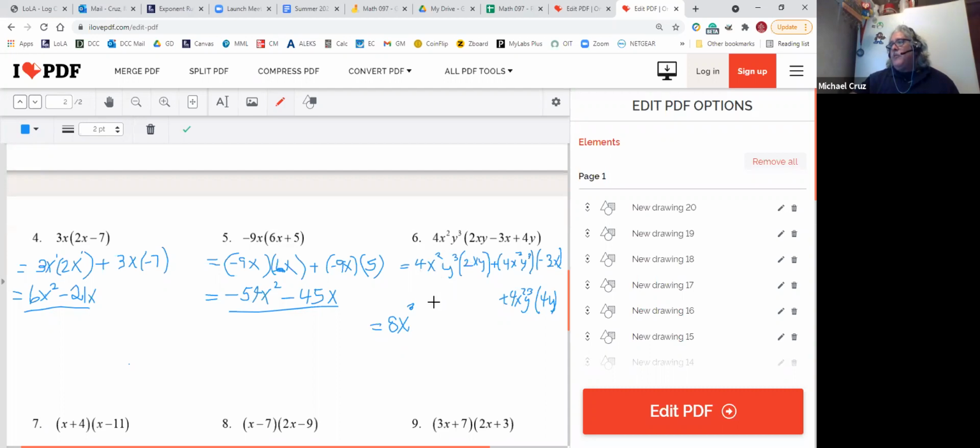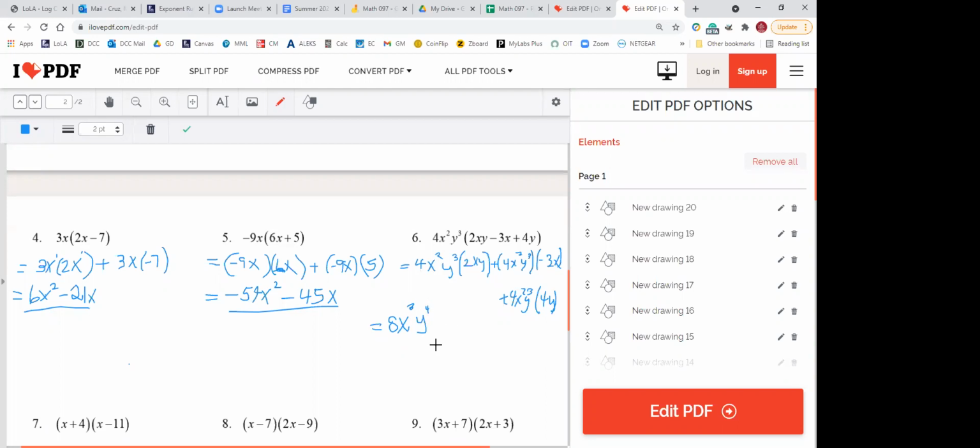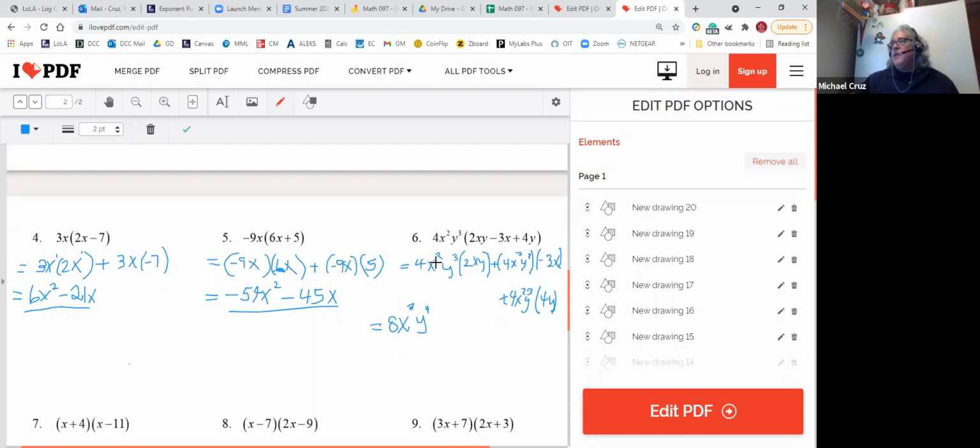And then y cubed times y. So see, 4 times 2 is 8. X squared times x is x cubed. Y cubed times y is y to the 4th.